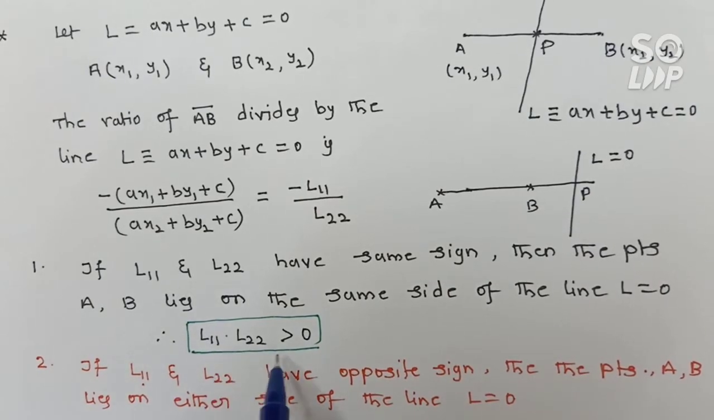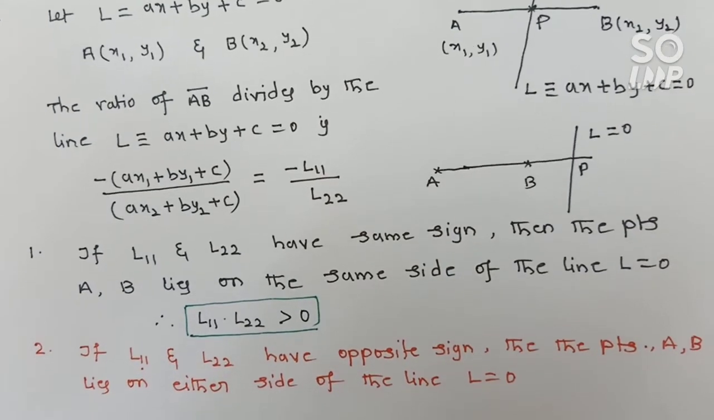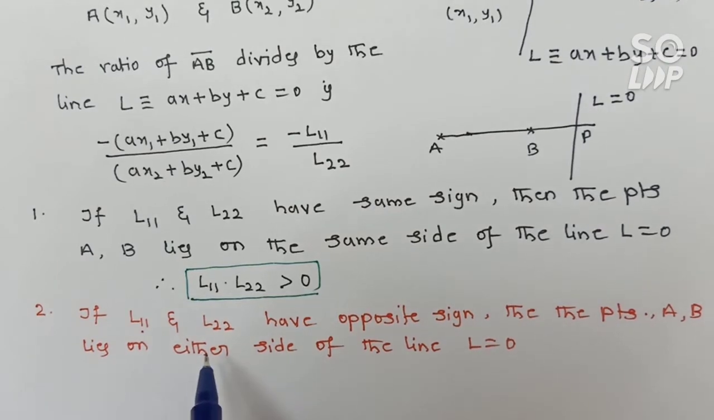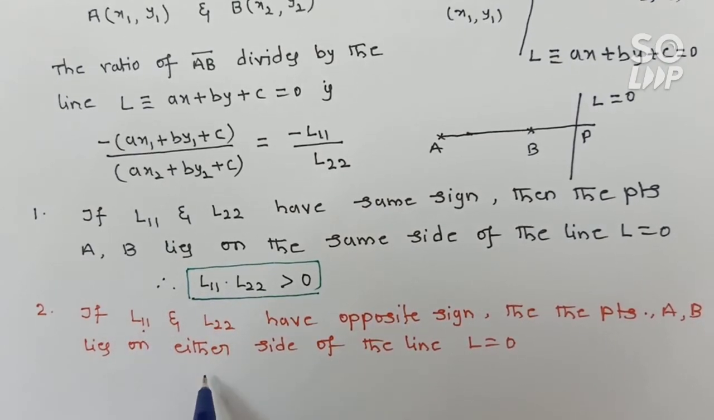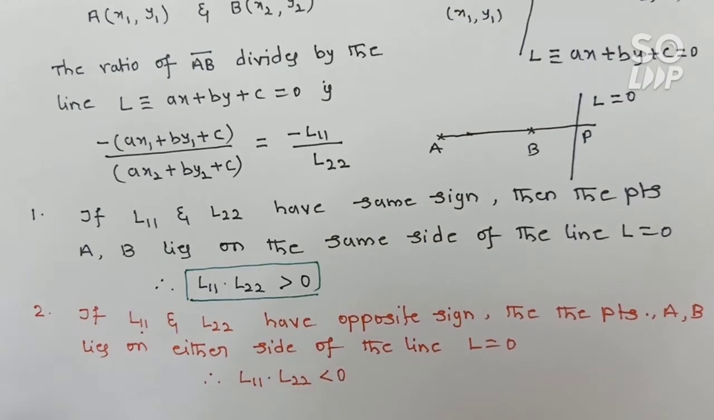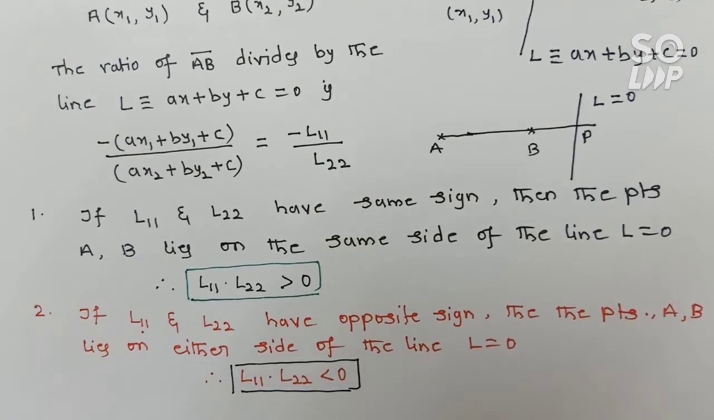So like that, from the first condition, here also you can write another condition. If this statement is given in any problem, immediately, since these two have the opposite sign, the product will be negative. Therefore L11 into L22 is less than 0. So this is the most important point. Please all of you remember these 2 points. L11 into L22 is less than 0.